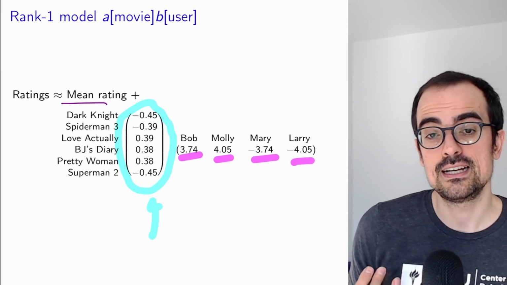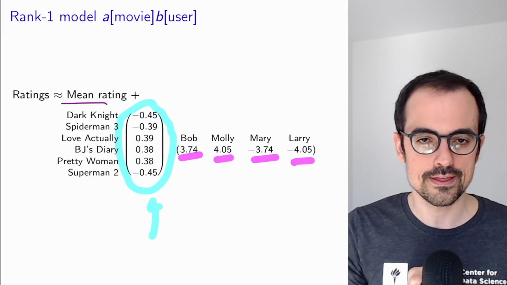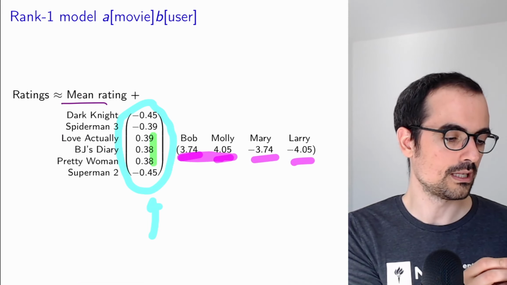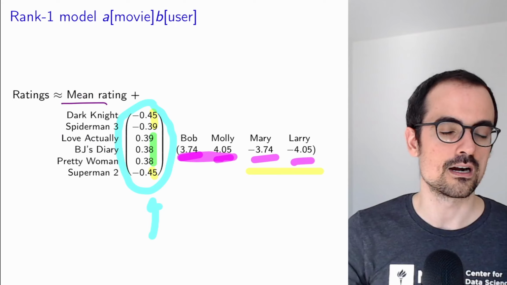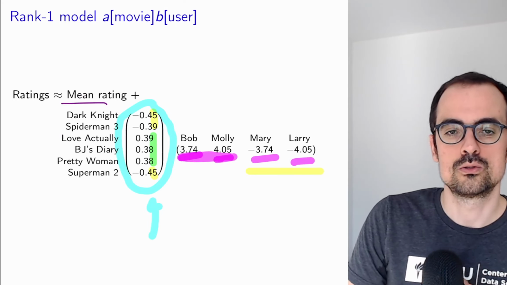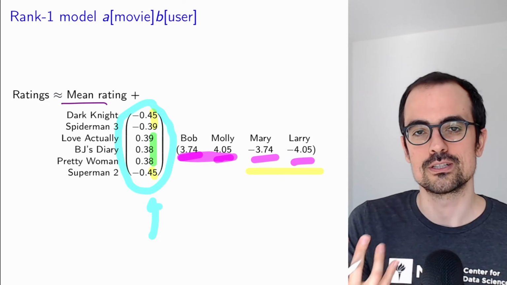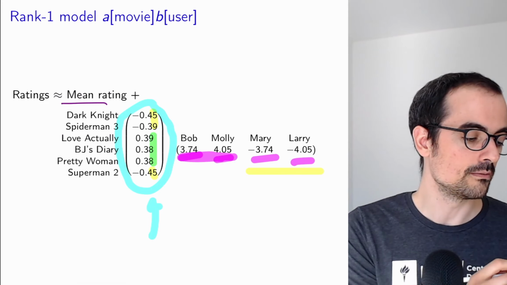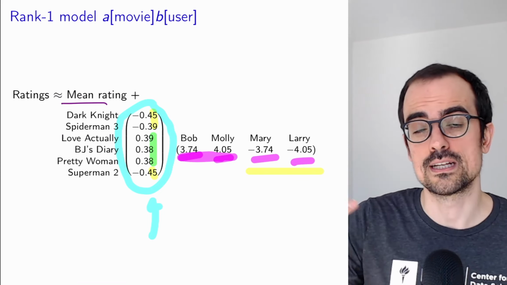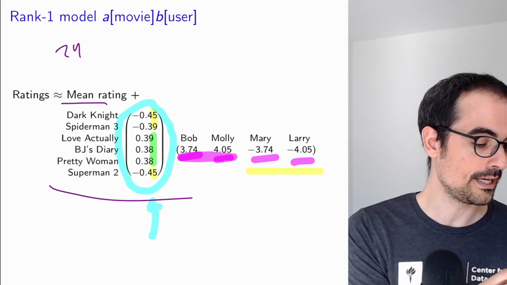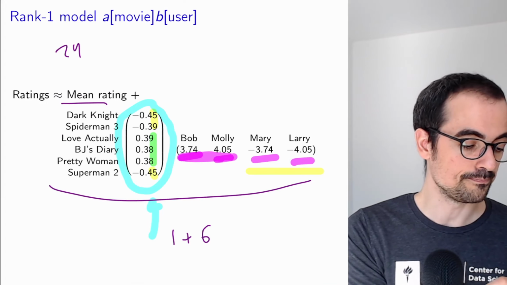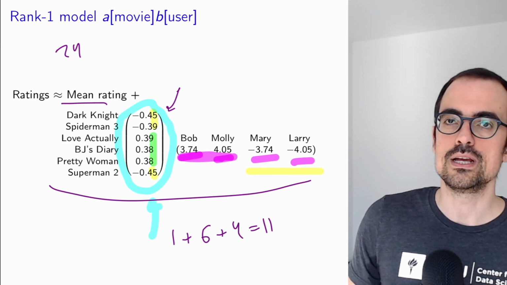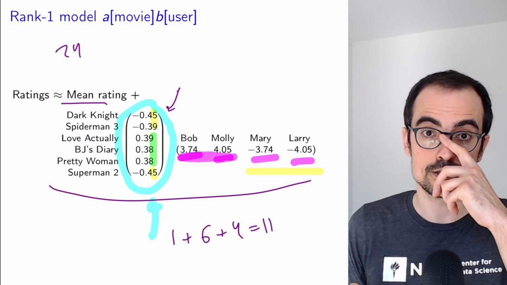The idea is that similar people might like similar things. In this case, Bob and Molly are similar and they like romantic movies and they don't like superhero movies. Okay, and Mary and Larry are the opposite way. In general, it's going to be difficult to find a single factor that explains the ratings for all the users and the products, but maybe you can find a small number of factors that allow you to approximate the data well. Notice that here, there's 6 movies and 4 users, so there's 24 data points, and our model here has the mean plus 6 coefficients for the movies, plus 4 coefficients for the users, so only 11 parameters. In matrices that are much larger, you can reduce the number of parameters much more dramatically using this kind of model.